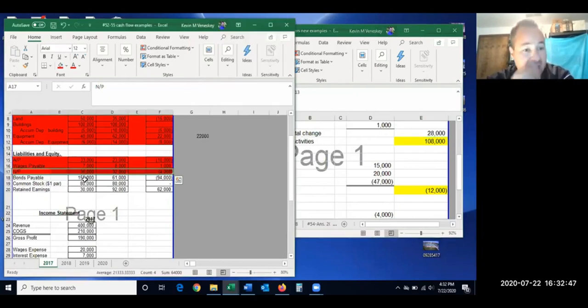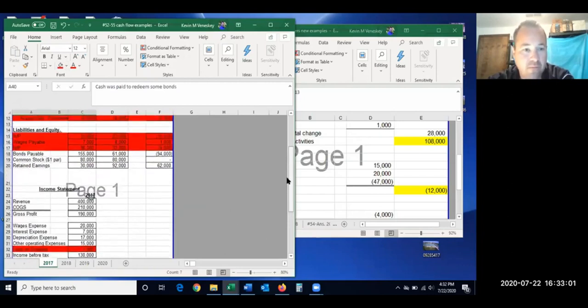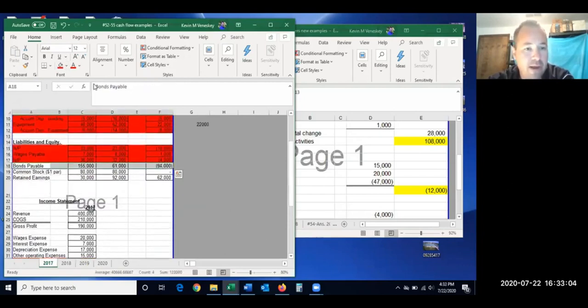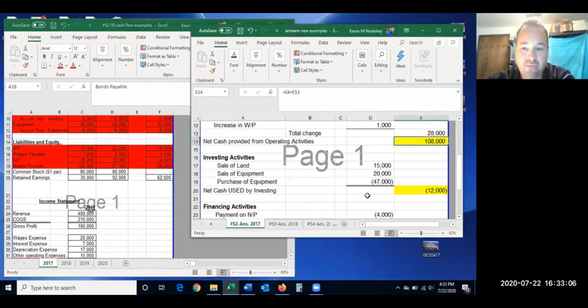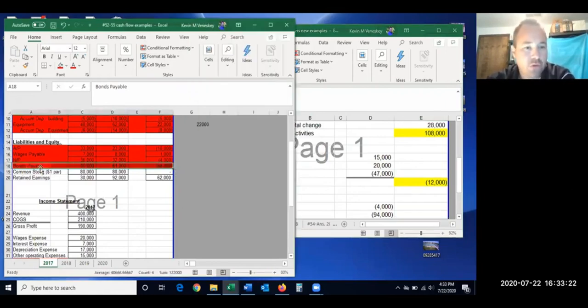Bonds, same kind of thing happened with bonds. My bonds went down by 94,000, and it tells me that cash was paid to redeem the bonds. All right, so if cash was paid, I can get rid of my bond number. I can put the bond now into my statement of cash flows for that 94,000. The redemption or payment of bonds, either one would be fine. Now, common stock, no change. So if nothing happened here, I can just cross this one out, nothing to put on the statement of cash flows.